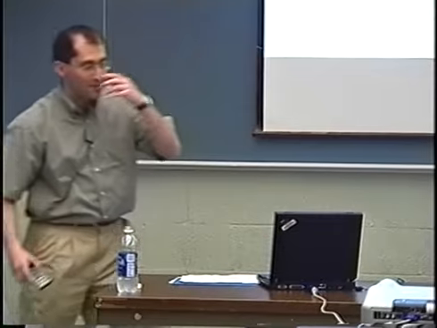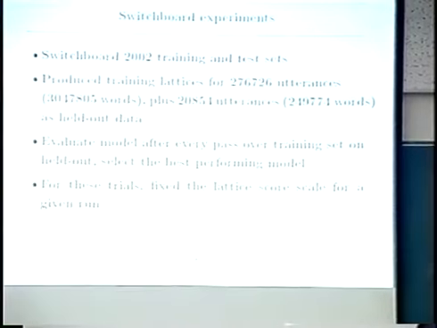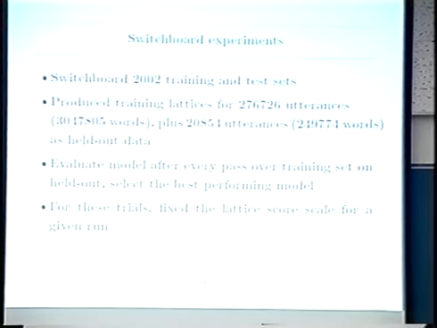So these questions will be answered in a series of experiments. And these were all done on Switchboard, 2002 training and test sets. We have about 3 million words, 276,000 utterances. And some of this was used as held out data because the perceptron algorithm is prone to overtrain. We're evaluating the model after every pass over the training set on the held out data and selecting the best performing model to control for overtraining. And we fixed the lattice score scale for a given run. We did not learn it explicitly. We tried and it didn't quite work, and there are reasons for it too.